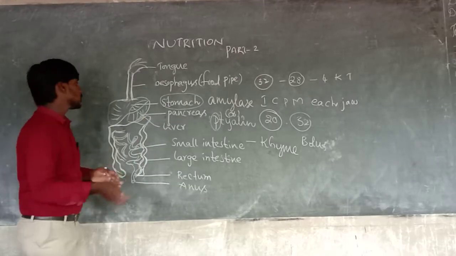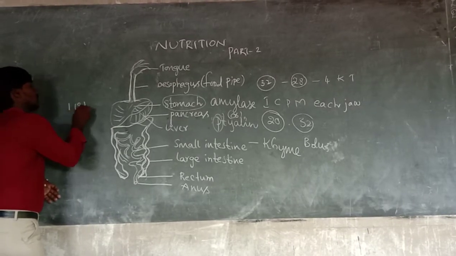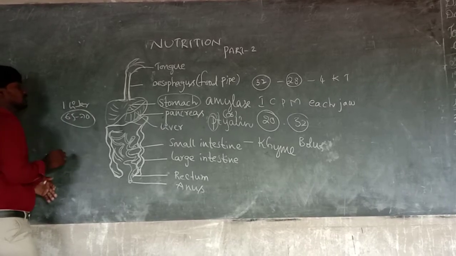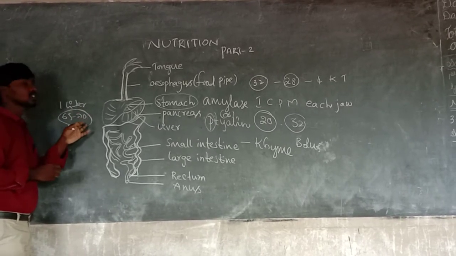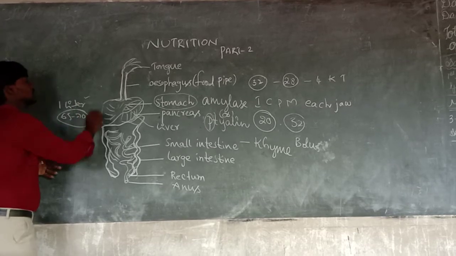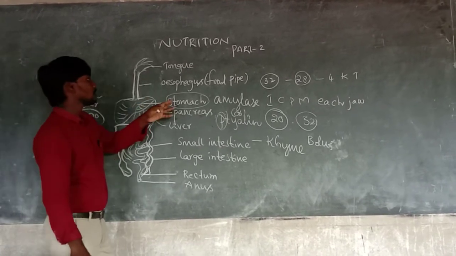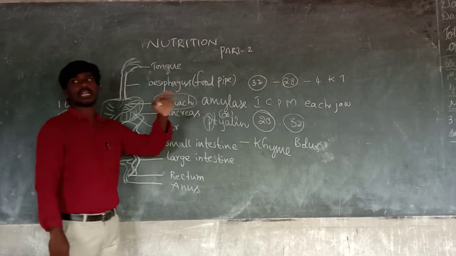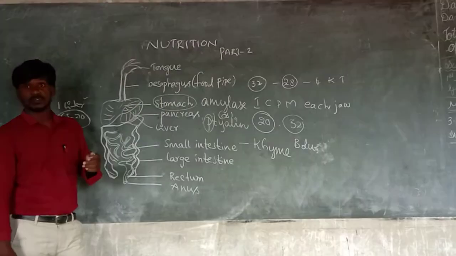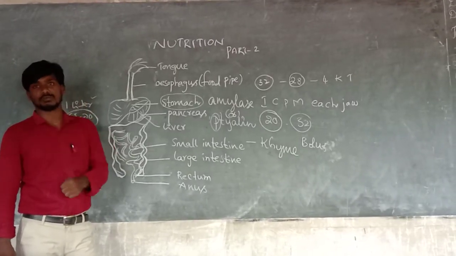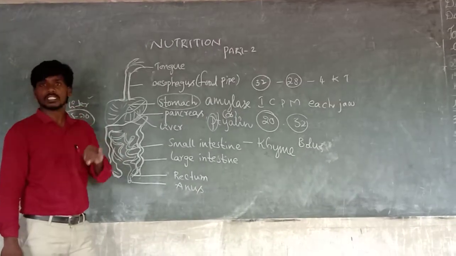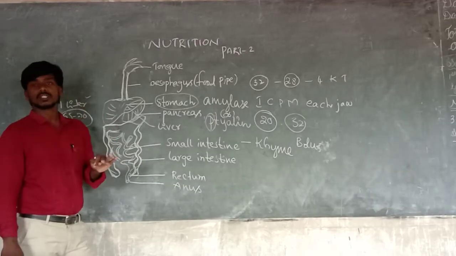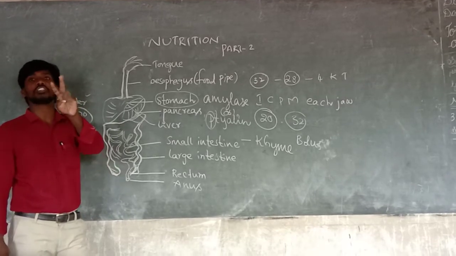Okay, when the petrol is finished, the bike will stop. Suppose I buy 1 liter of petrol, which gives 65 to 70 kilometers. After that the bike will stop. Why? Because the fuel is over. So the machine also needs a gap, a time to time intake of food material. That's why every day we take food only 3 times: breakfast in the morning, lunch at lunch time, and dinner before going to bed.